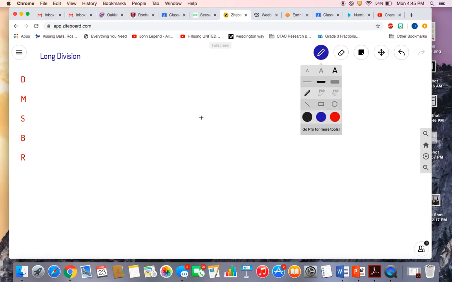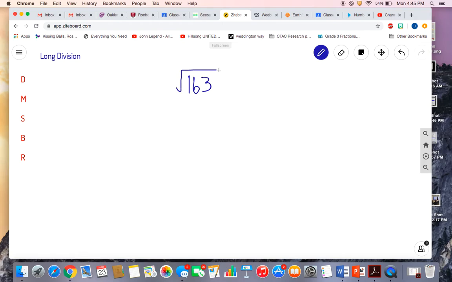So let's try 100, that's too big, 163 divided by 6. So I have to think to myself, my first step is division. So I'm going to think, okay, how many times does 6 go into 16 without going over? Again, maybe it's helpful for you to do some math facts off to the side.